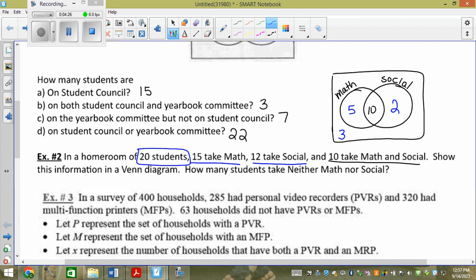Now, do I just draw a Venn diagram and say, Mrs. Lepp, you can figure out the answer. You're smart. No, we do not do that. Mrs. Lepp will figure out the answer, but she will not give you the mark for it. How many students take neither math nor social? You'll say 3 students take neither math nor social.